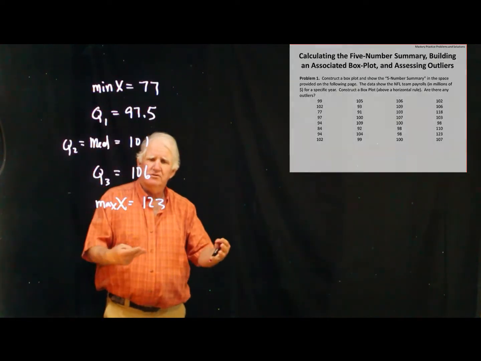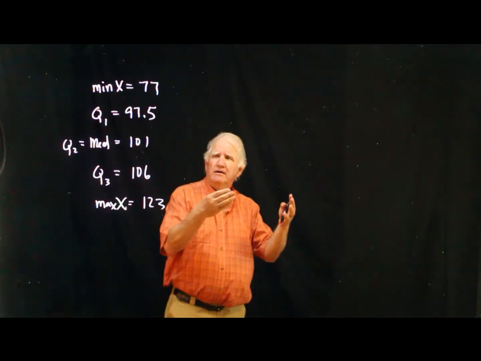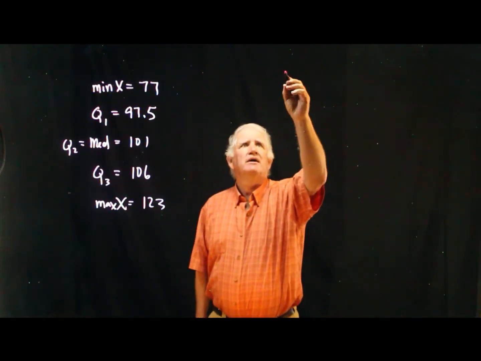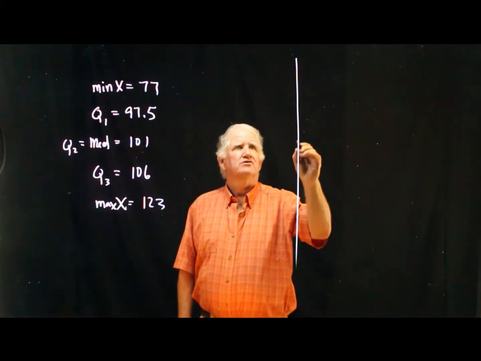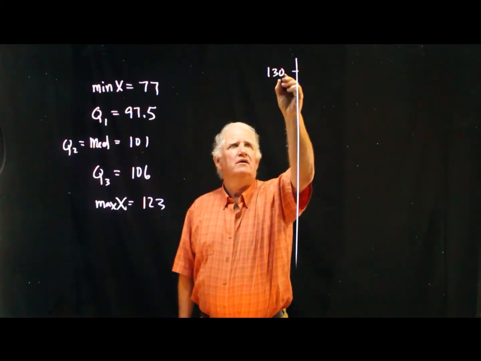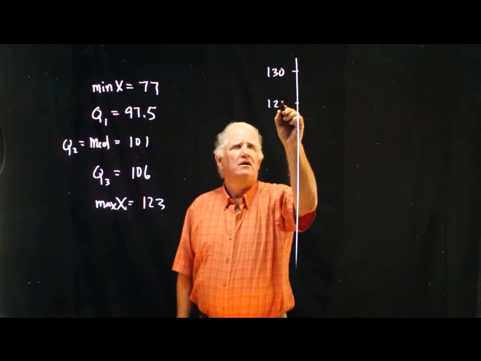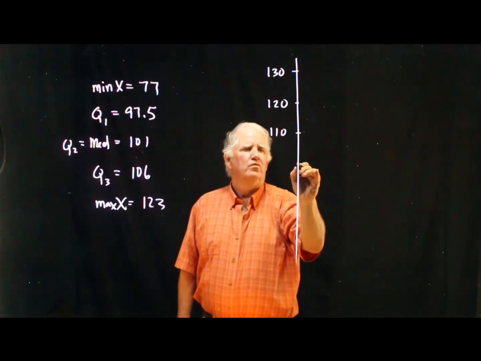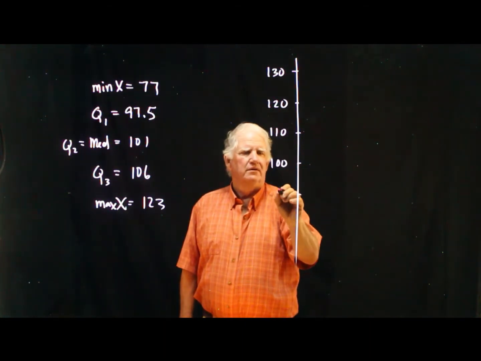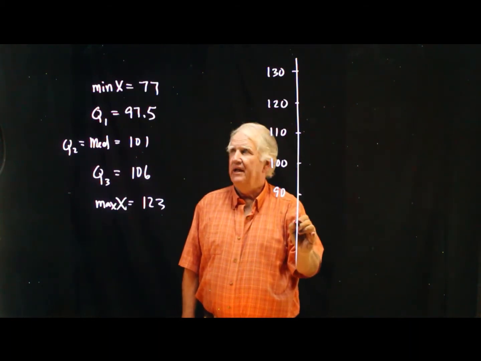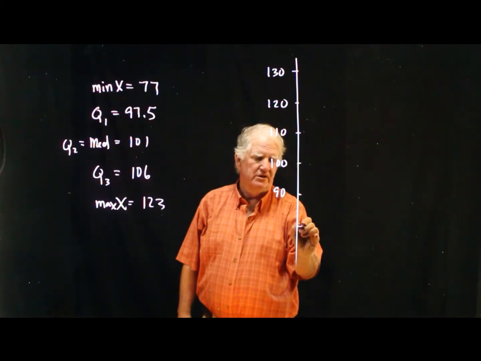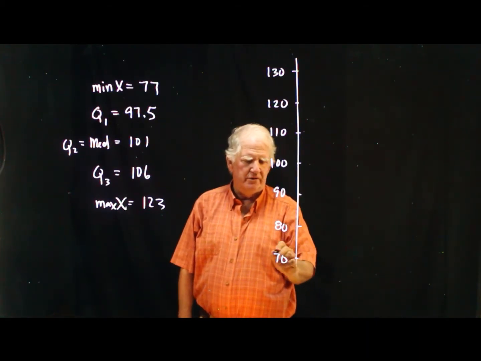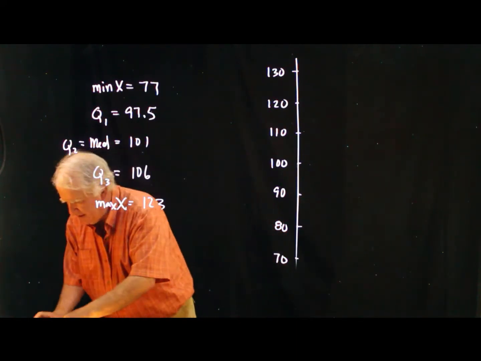Now let's create a box plot for it. For a box plot, you need a ruler. I don't have a ruler, but I can make one up real quick. Here's a straight line. Here's 130, 120, 110, 100, 90, and I think if I go down to 80, I'll have to go down to 70. Go down to 70 there. This will be fine.